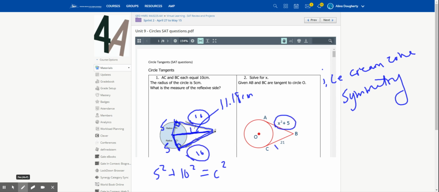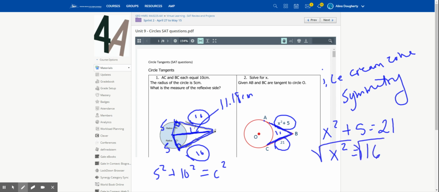So x squared plus 5 equals 21. Anytime you see that ice cream cone, those two sides of the ice cream cone are always going to be equal to each other. So then we just solve this. Kind of looks like maybe it's going to be a hard equation, but once we subtract 5 from both sides, we get 16. We can take the square root of both sides because the inverse of squaring is square rooting. So we get x equals 4. And I think that's my answer.